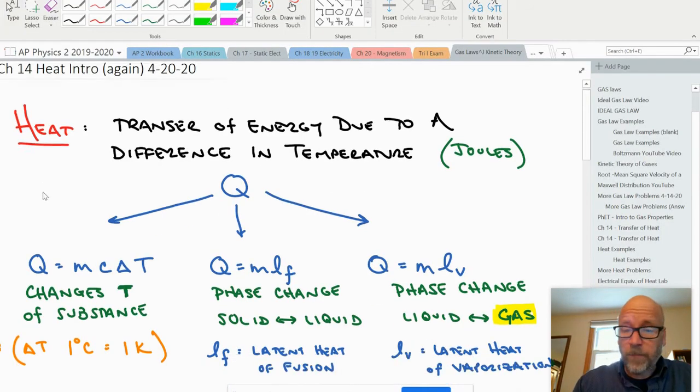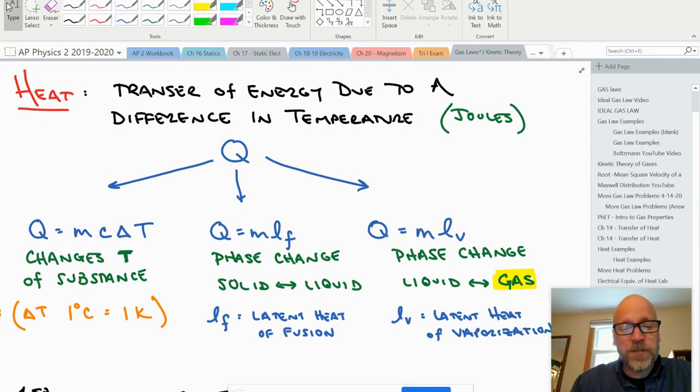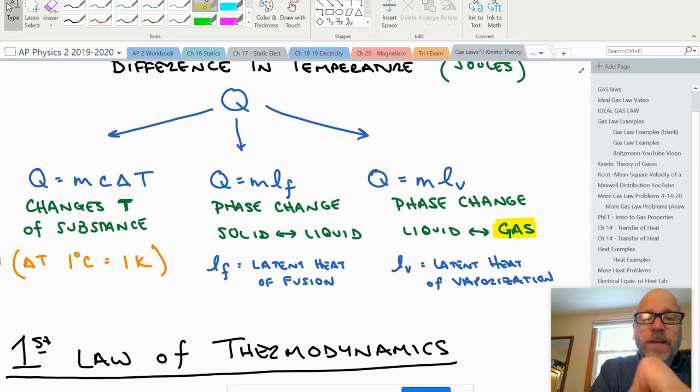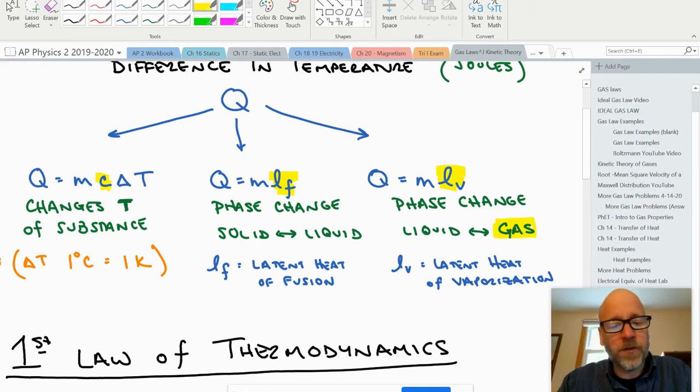So here's the thing. Q equals mLF or Q equals mLV. LF and LV are just constants that you would look up in a table, just like the specific heat. And it has to do with the material that you're looking at.